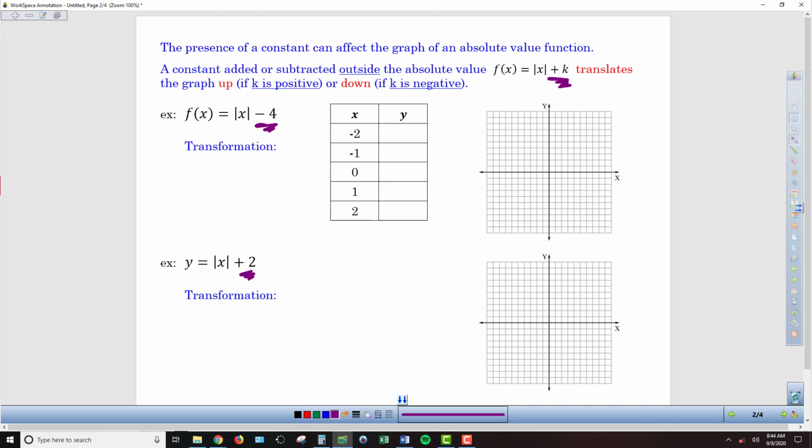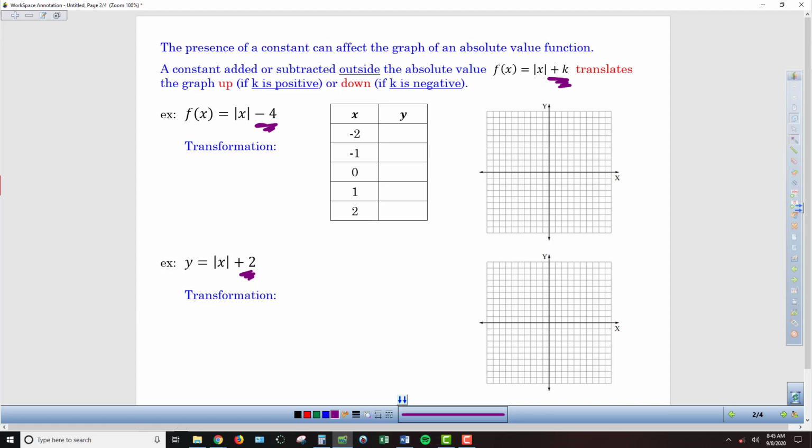Now we're going to use a t-table to help us see that in one more example, but after this we're going to do away with the t-table and we're just going to rely on our understanding of how the introduction of these numbers moves the graph around without having to plug in a bunch of numbers. But for this one we'll stay with that.